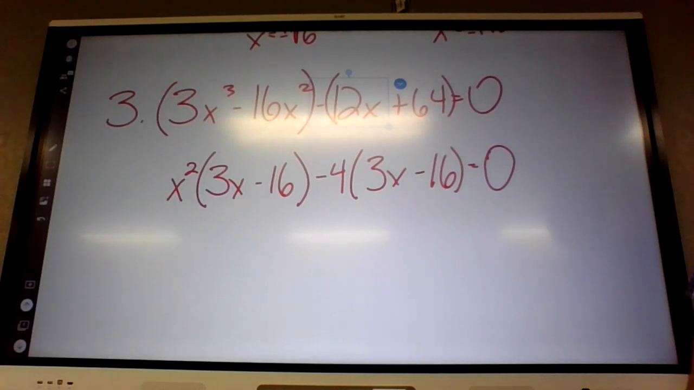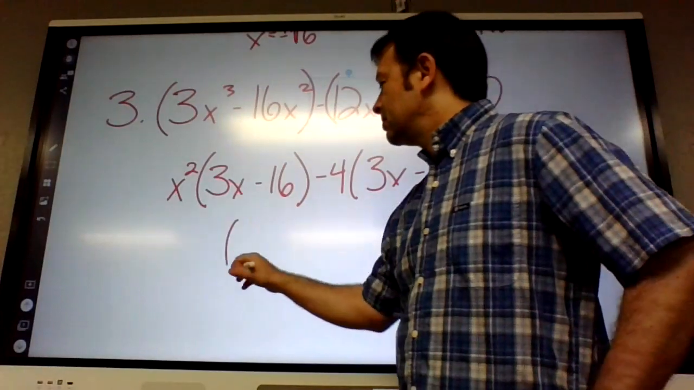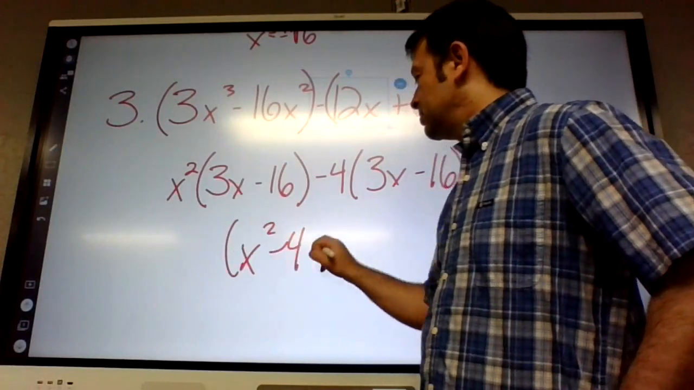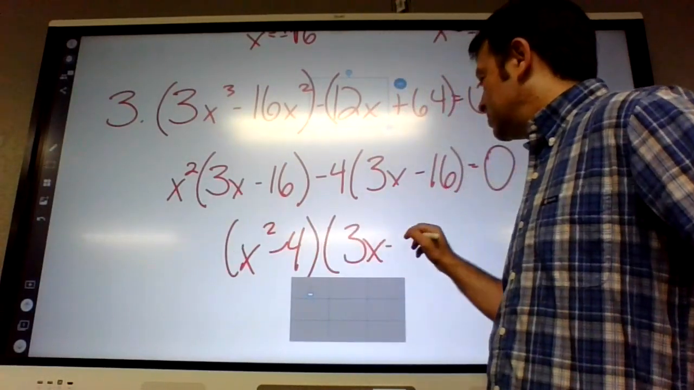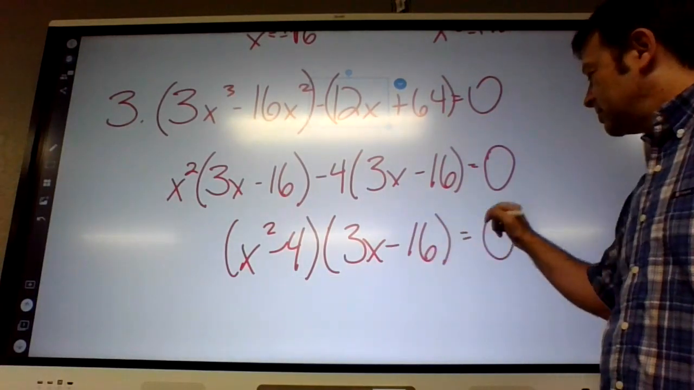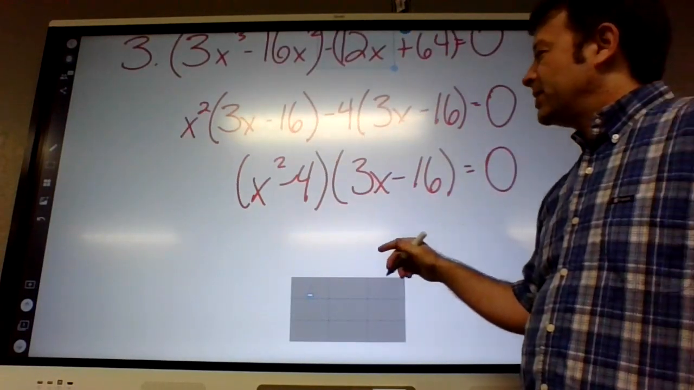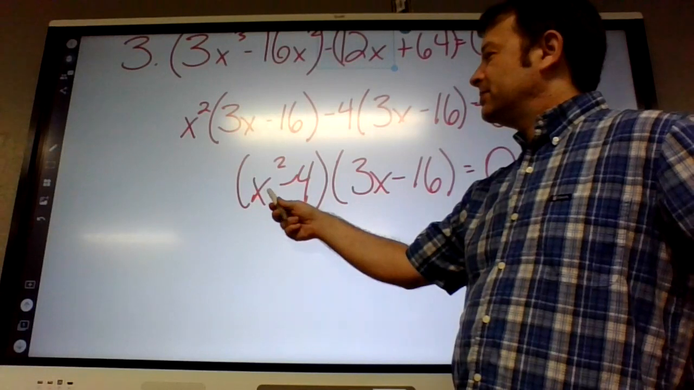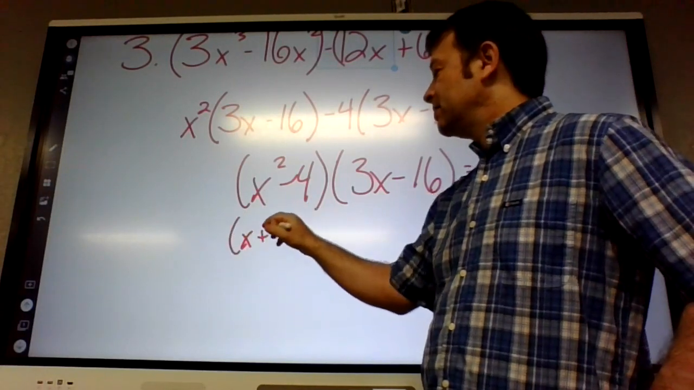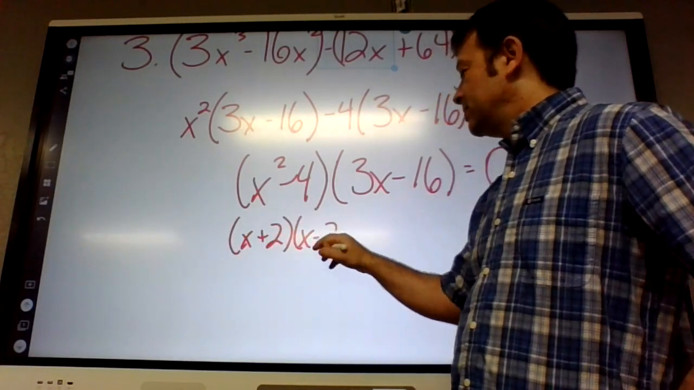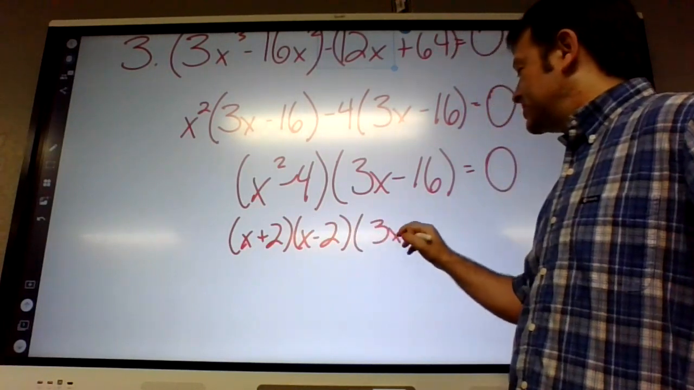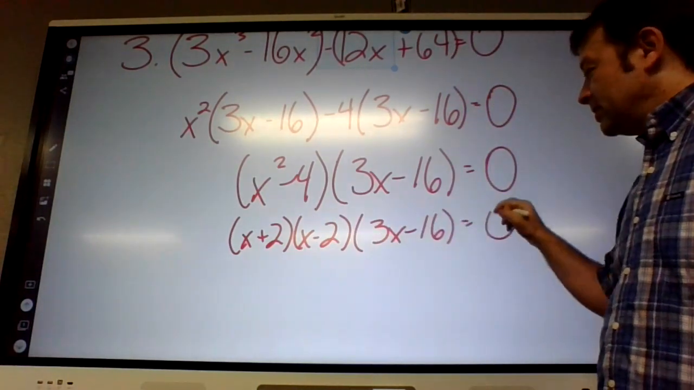Alright, you guys remember what I did next? x squared minus 4, 3x minus 16. Okay, x plus and minus 4, plus. It's exactly like your example. Well, it's almost. The only difference is this last factor.